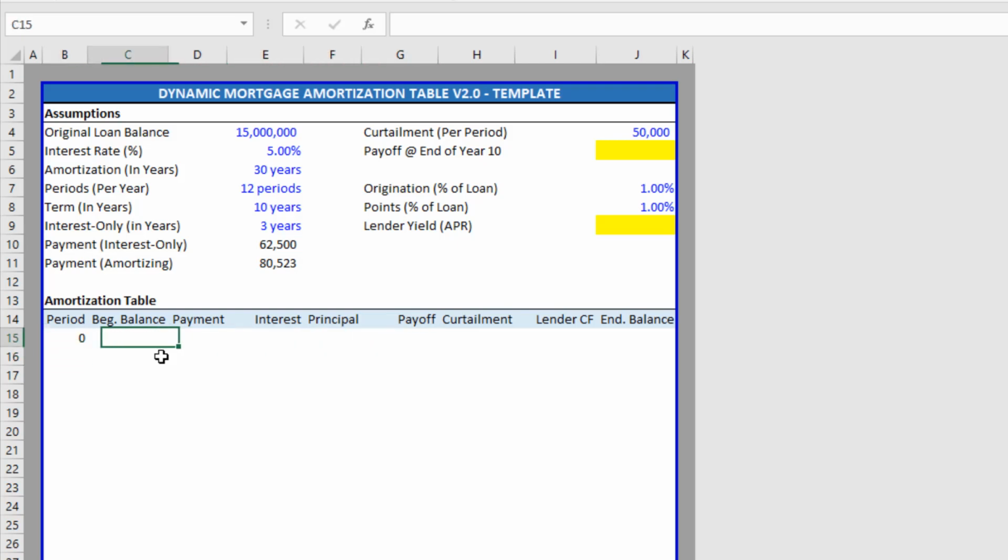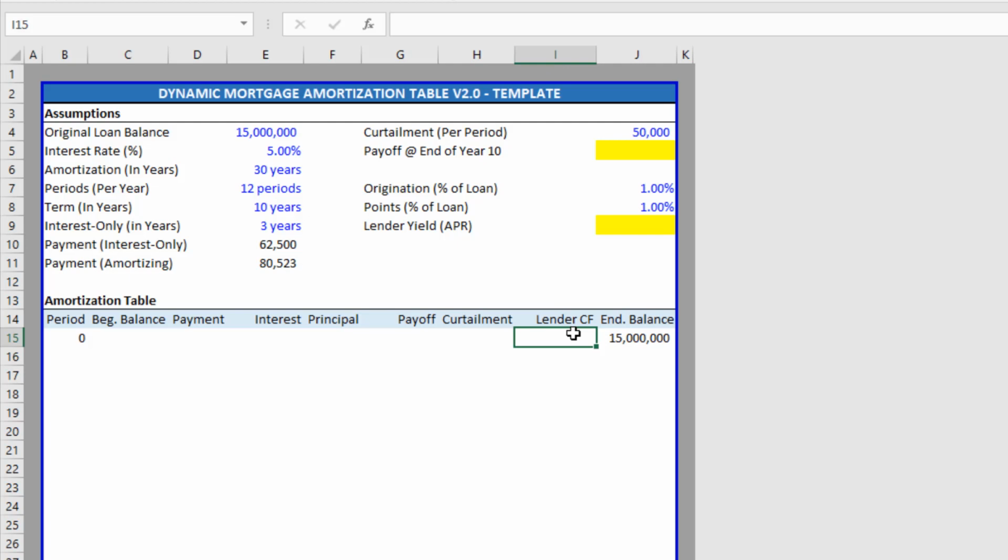Here in this period 0, it's a custom row. We can't really copy down any formulas from this row, and there really are just a handful of formulas. We have an ending balance, which is equal to the original loan balance. All right, so we set that there. And then we have a lender cash flow. And the lender cash flow column, this is important to think about. From the perspective of the lender, is the cash flow an outflow or an inflow? If from the perspective of the lender it's an outflow, then it would be a negative value. And if it's an inflow, it's a positive value.